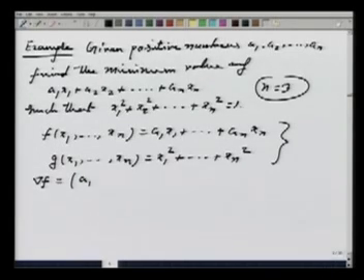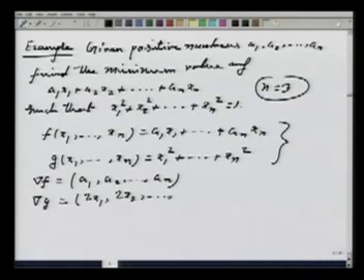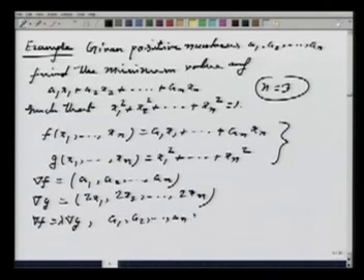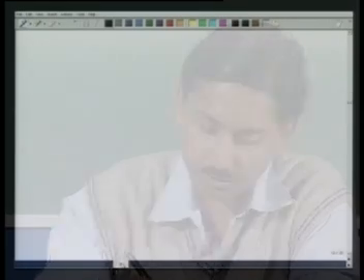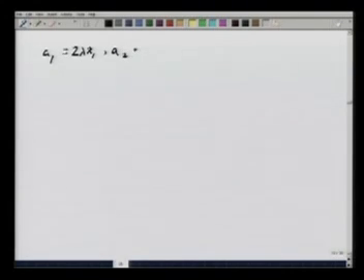Grad f in this case turns out to be a1, a2 up to an, and grad g is 2x1, 2x2 up to 2xn. So grad f equals lambda grad g. If I want to solve, I have to look at the equations a1, a2 up to an equals lambda times 2x1 up to 2xn. If I equate, I get a1 equals 2 lambda x1, a2 equals 2 lambda x2, up to an equals 2 lambda xn.